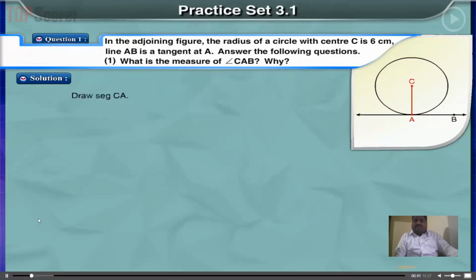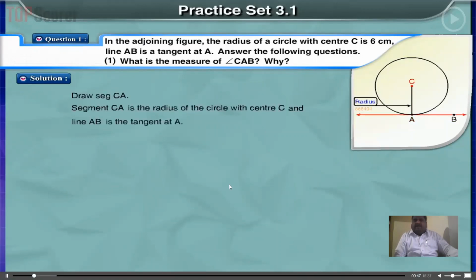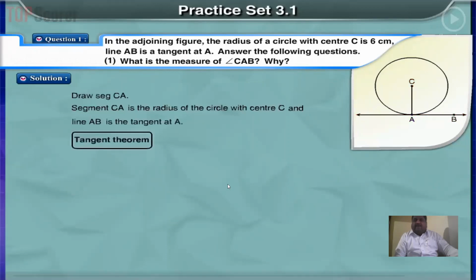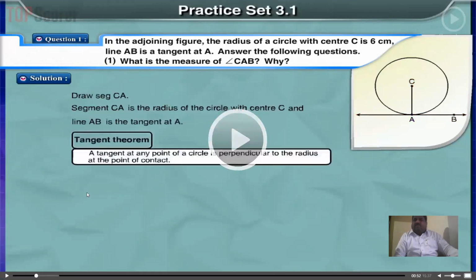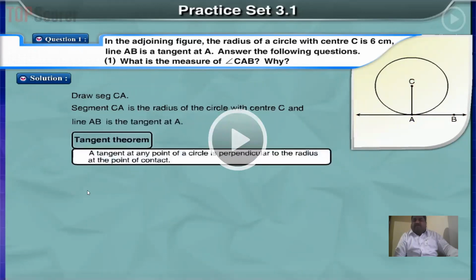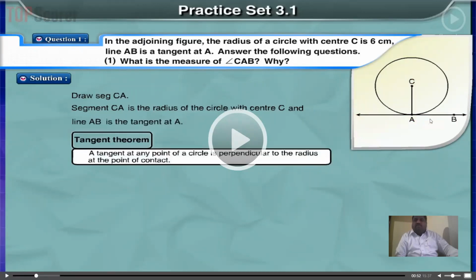Draw a segment CA. Segment CA is the radius of the circle with center C and line AB is a tangent at A. What is the tangent segment theorem? Tangent theorem: a tangent at any point of a circle is perpendicular to the radius at the point of contact. Therefore, line AB is perpendicular to the segment CA. Therefore, what is the measure of angle CAB? This angle is 90 degree.